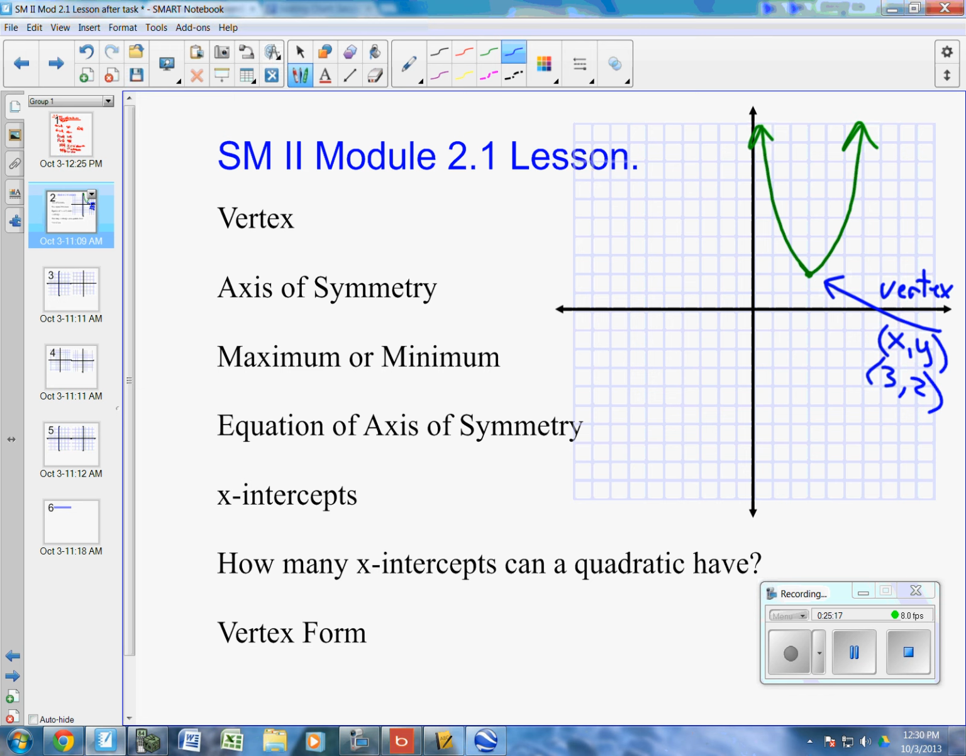What is the axis of symmetry? Does anybody know? It's a straight up and down line, but where does a straight up and down line go? Right through what? Right through the vertex. That's right. Okay, so this is the axis of symmetry.